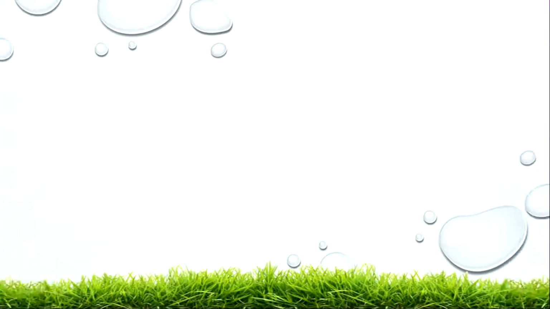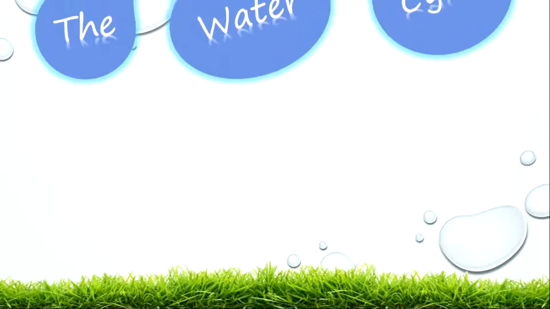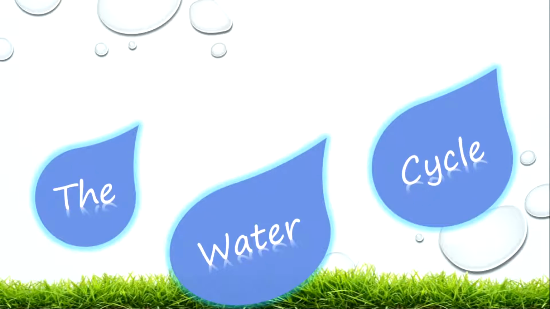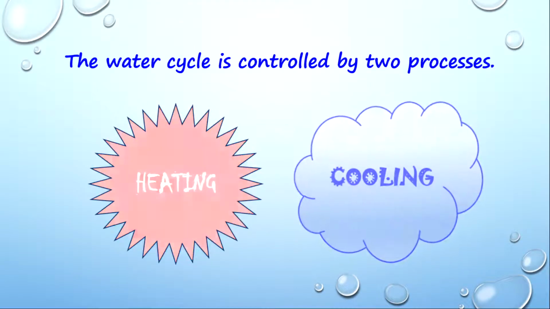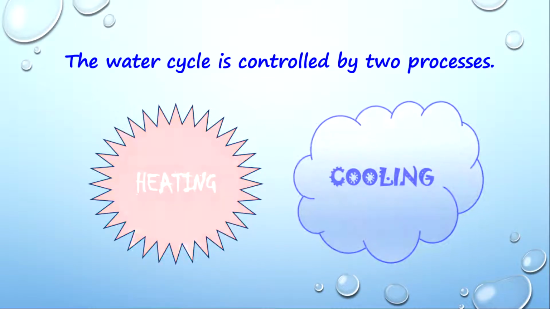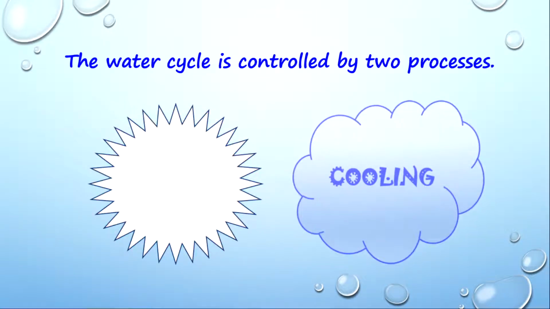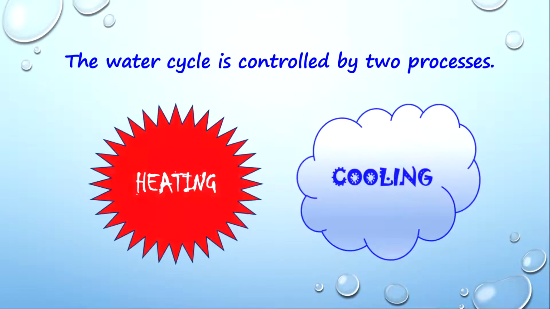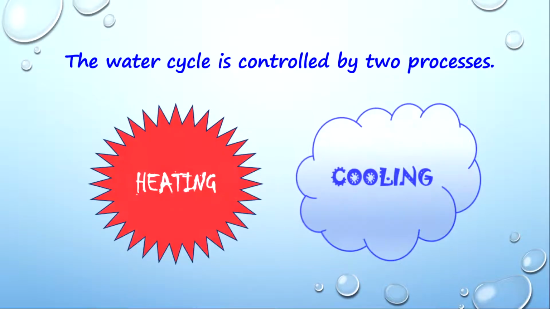Today's lesson will be on the water cycle. Now, the water cycle is the cycling of water, or the movement of water through the environment. A very important thing to note is that the water cycle is controlled by two main processes, which are a heating process and a cooling process. Once water is moving through the environment, these two processes will control how the water will be moving. So bear it in mind.